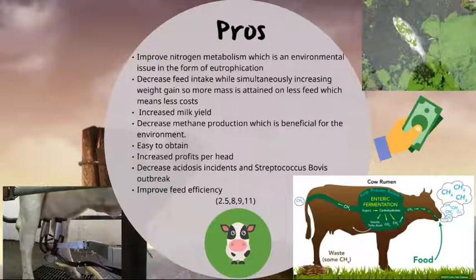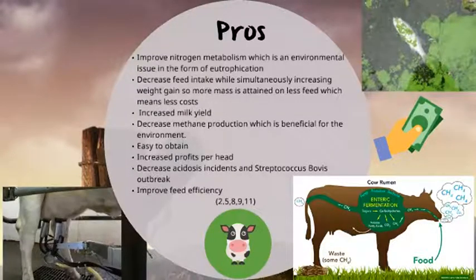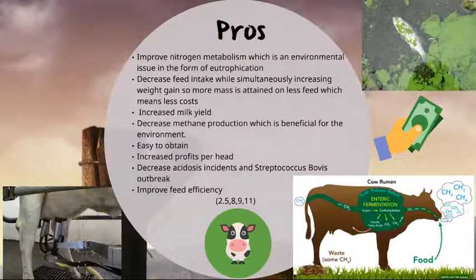Some of the pros include that it can improve nitrogen metabolism, which is an environmental issue because it causes eutrophication or algal blooms, as shown by the picture in the upper right corner. It also causes a decrease in feed intake while simultaneously increasing weight gain. This causes more mass to be attained on less feed, which means there is less cost involved. It can also lead to an increase in milk yield, a decrease in overall methane production, which again is beneficial for the environment.